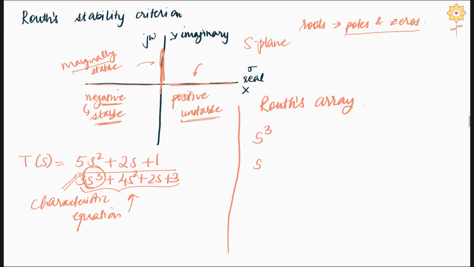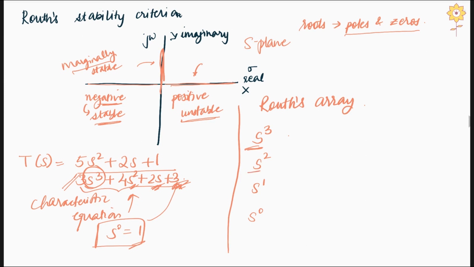So, we have s raised to 3, s raised to 2, then s raised to 1 over here, and here there is no s. So, we can write s raised to 0 because anything raised to 0 is 1. So, if we assume there is 1 over here, we can simply write s0. Now, with the help of the characteristic equation that we have, we can fill these two rows, for s raised to 3 and for s raised to 2.